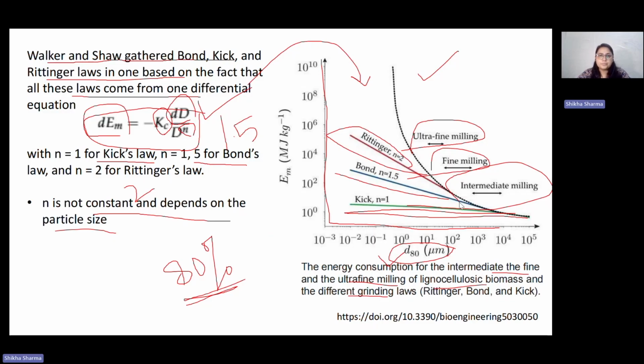The slope is very high for n equals 2, for Rittinger's law. That means when we are reducing the particle size to a very fine particle, as the diameter becomes very low, the energy required will be very, very high for ultra fine grinding. Whereas when we are grinding the particle size to an intermediate level, the energy required will be a little lesser compared to ultra fine grinding.